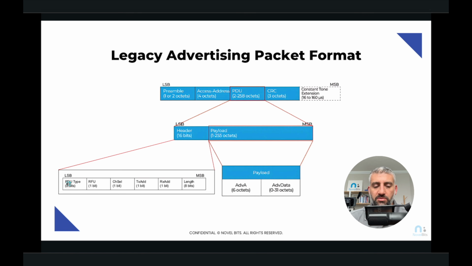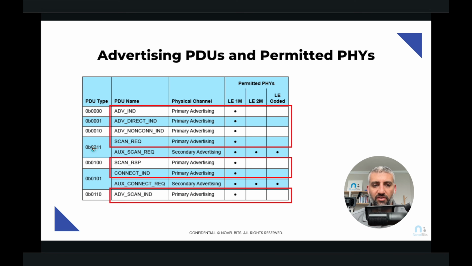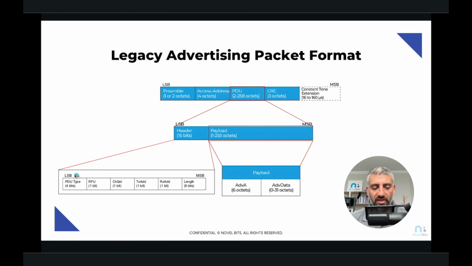These PDU types, the 4 bits, are the ones that are defined here. These 4 bits are defined for each of the types in this table, and that will get filled into these 4 bits. There's a reserved for future use bit, which is 1 bit here that's not used. There's a channel selection algorithm bit that basically indicates whether the device supports channel selection algorithm number 2. We don't need to get into the details of that.